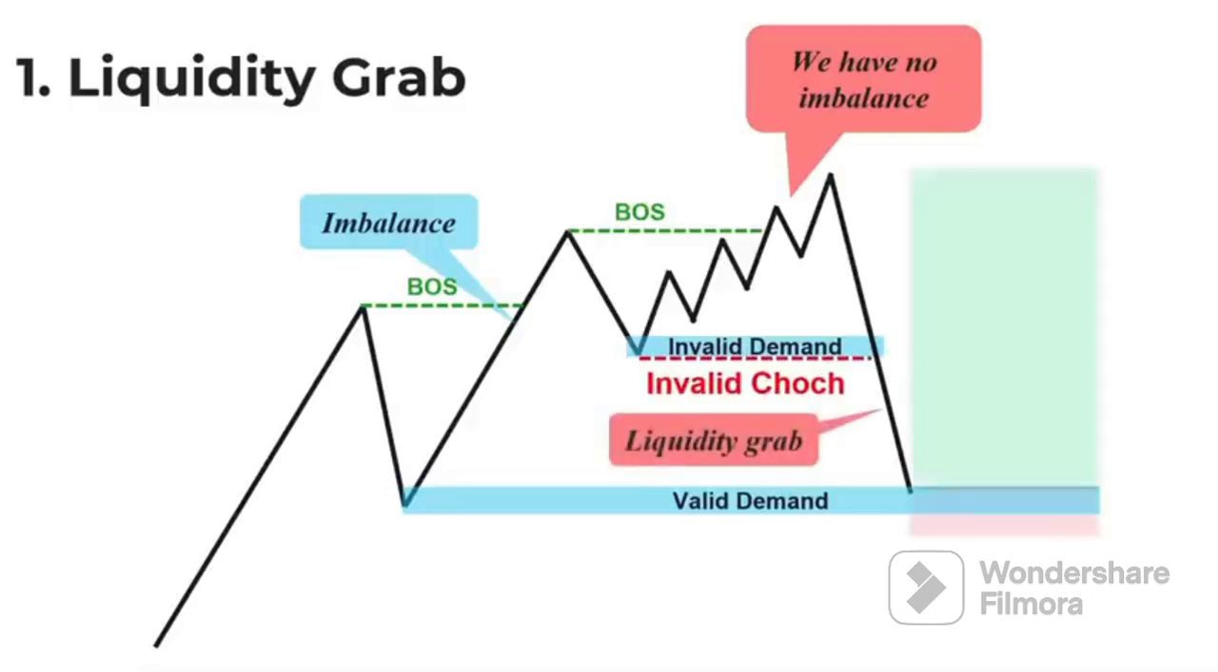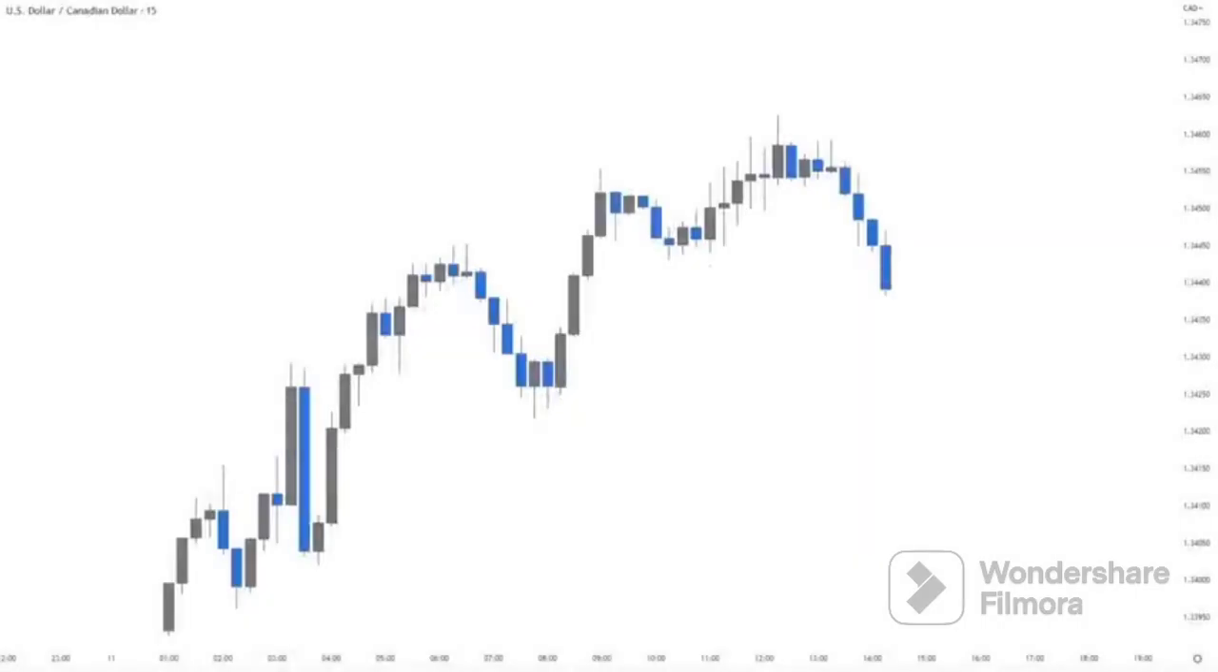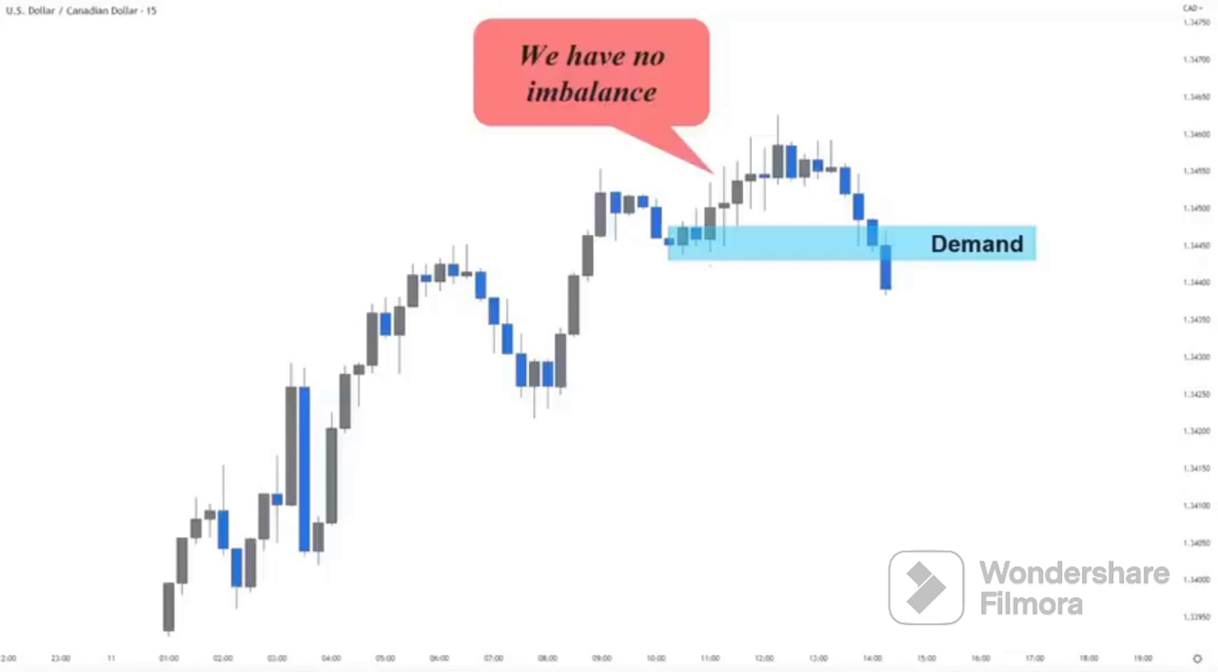So if the market breaks through this level, we would not take it as a change of character, and instead, we look for buying opportunities in the demand zone. Here on the USD CAD, we had continuous higher highs and higher lows. Although this demand level broke the structure to the upside, it printed no imbalance. So it is not a valid demand zone.